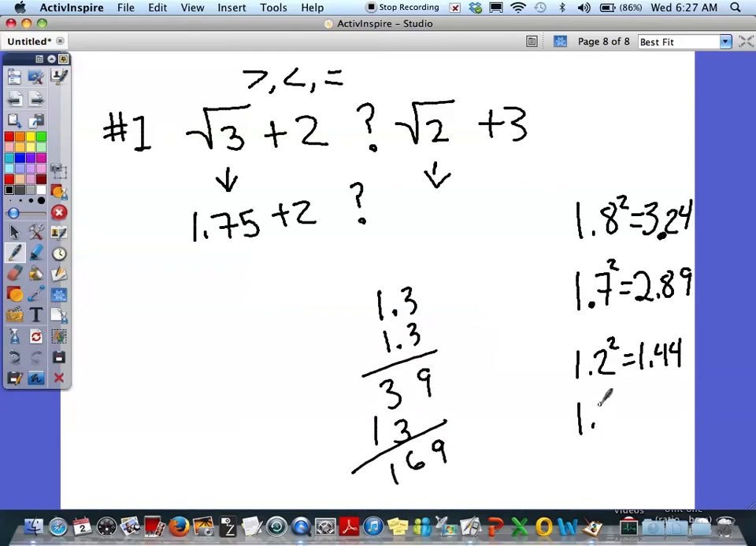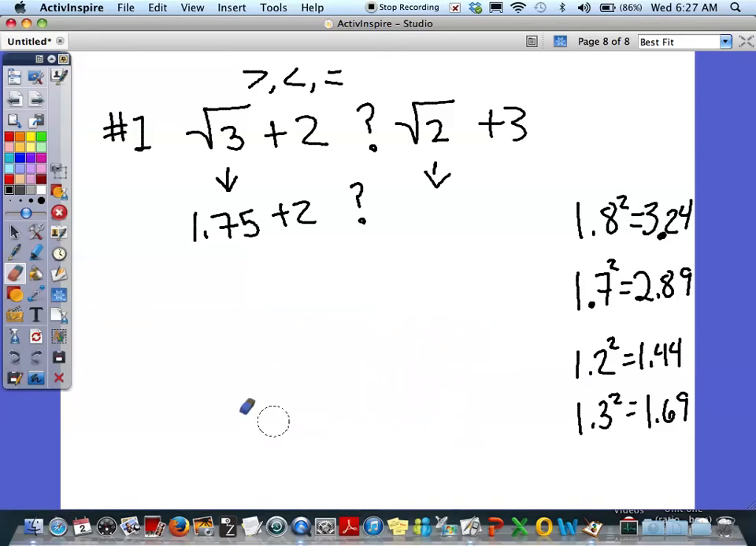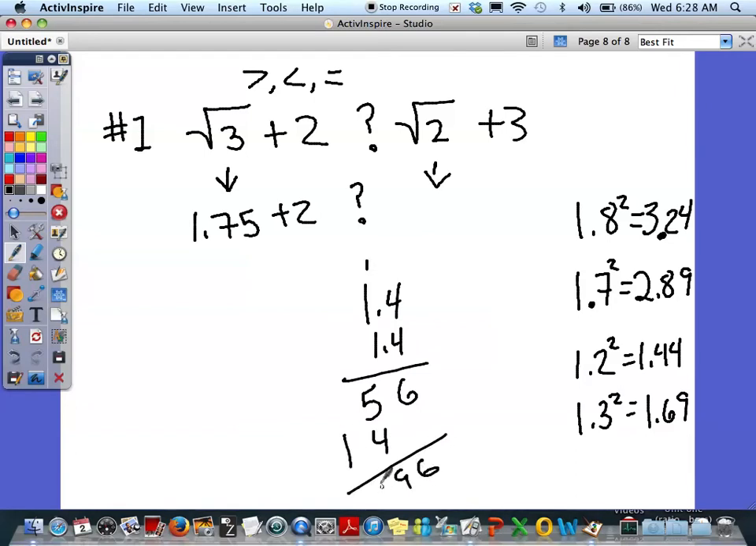Okay, so 1.3 squared is 1 and 69/100ths. Oh, we're getting closer. I better try one more, 1.4, just to be on the safe side. Okay, 1.4 times 1.4, 16, 4, 1. Oh, now we're getting close. So 1.4 squared is going to equal 1 and 96/100ths.